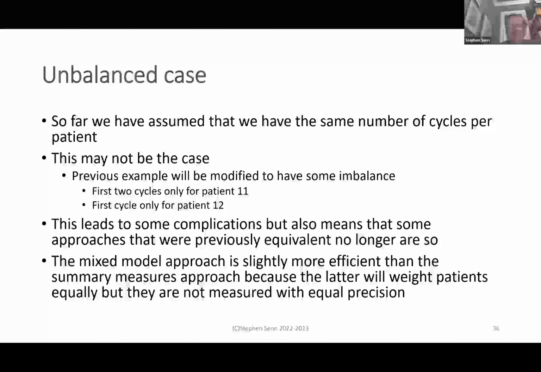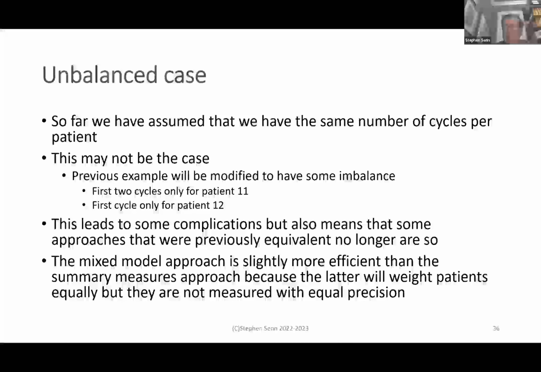Now, some complications result, but approaches that were previously equivalent no longer are so. And the mixed model approach is slightly more efficient than the summary measures approach, because the summary measures approach will do the following. Once you've reduced everything to an average per patient, the computer doesn't know that these averages have different information with them. All it will do is weight them equally. But they're not measured with equal precision, and that's something that we can use.